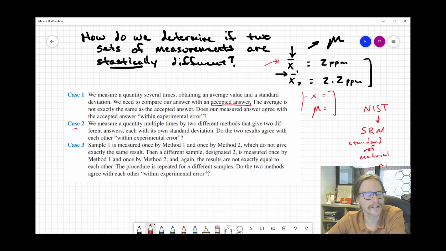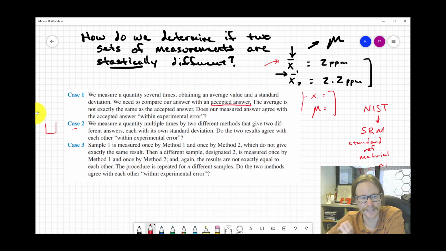A separate case here is if you measure a quantity multiple times by 2 different methods that give 2 different answers. So in that case, you have, say, a sample, just a sample like this, and you've got two different methods. Maybe you're measuring lead in drinking water again, and you're measuring the same exact sample, but you're doing one by ICP and one by a sensor, and you generate two data sets. How do we know statistically if my sensor is producing a different value than the ICP-AS?